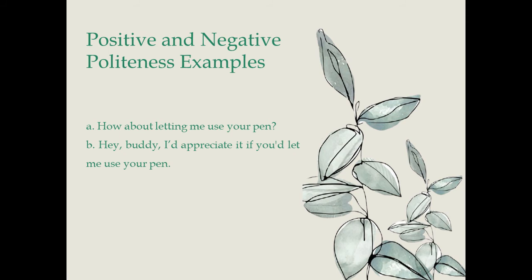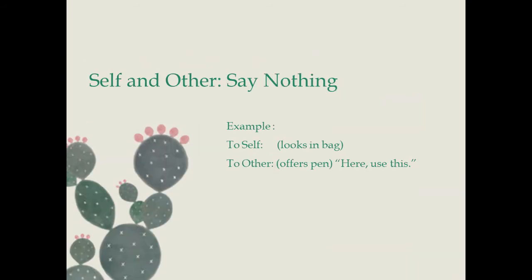Positive and negative politeness examples. How about letting me use your pen? Or, hey buddy, I'd appreciate it if you let me use your pen. Say nothing. To self, pretend you look in the bag. To others, pretend you offer a pen. Here, use this. When we need to express ourselves by saying nothing, then we should express our sentence by doing something related to our sentence.